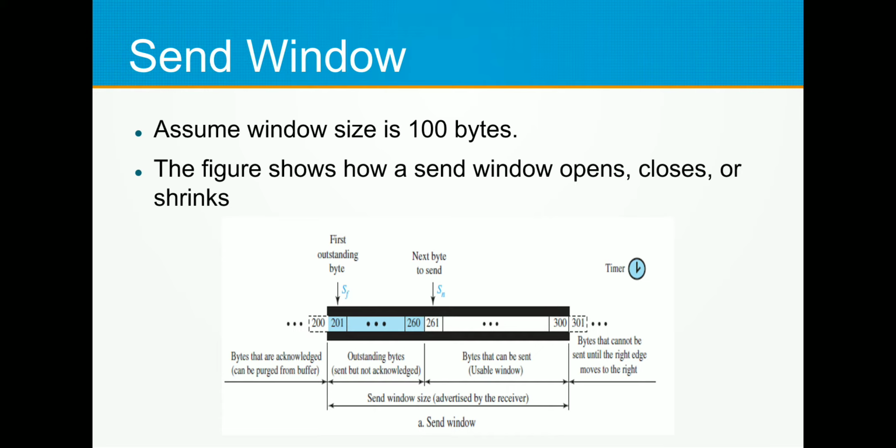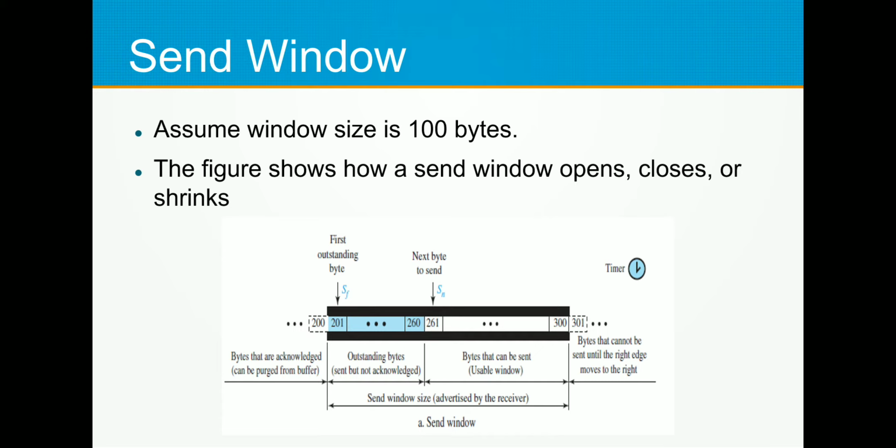The bytes that can be sent, that are still not sent, are part of the usable window. What we say is that the application has written certain bytes into this section, they are not sent yet. Okay, so this portion refers to what is called the usable window, which is nothing but the bytes that can be sent, that can be put on the communication channel. So the first such byte to be sent is called SN.